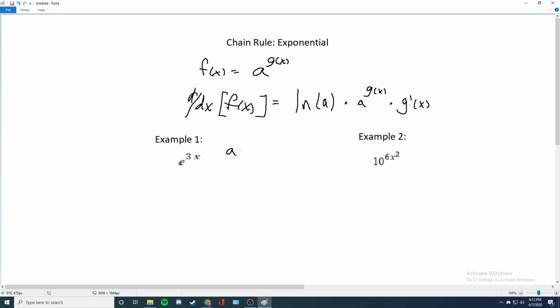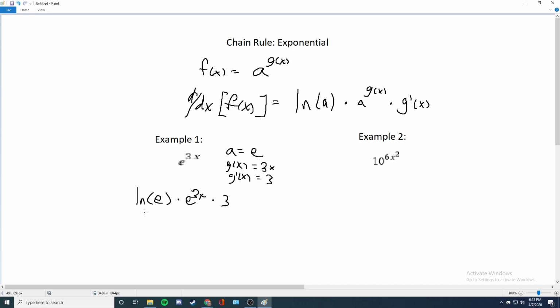So in this case, our base a is e, and our g of x is 3x. So we need to find the derivative of g of x, which in this case is just 3, since we have x to the first there. Now we can follow the general rule. So we need the natural log of a, which in this case is e, times the original e to the 3x power, times g prime of x, 3.